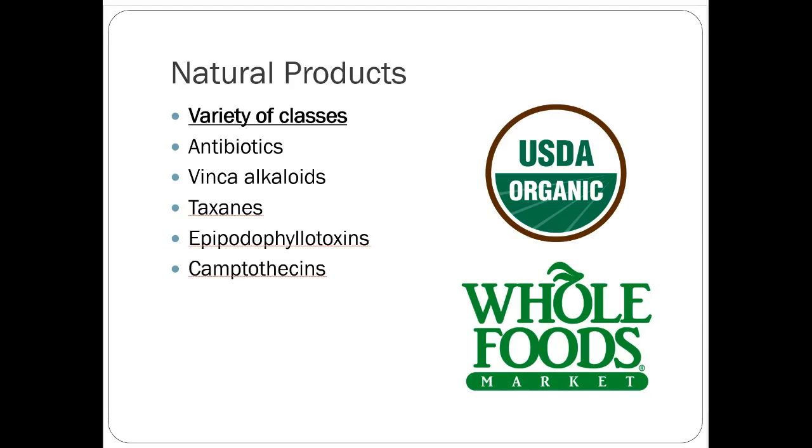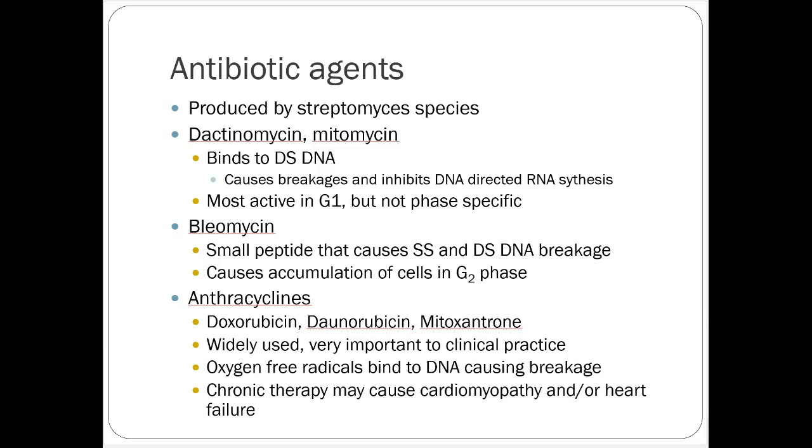Natural products, there's a couple different classes of them, and they all sort of are derived from different natural sources. There's some antibiotic agents. So these are actually produced by Streptomyces species, and the mycins cause double-stranded DNA breakage, mostly active in G1 for dactinomycin and mitomycin, and cause accumulation of cells in the G2 phase because they can't get beyond that.